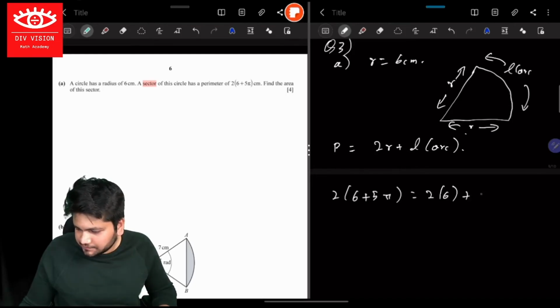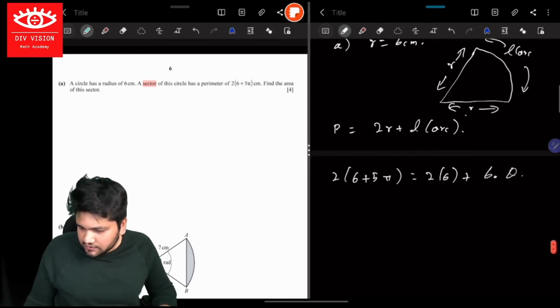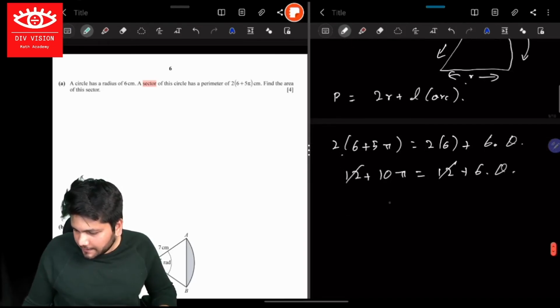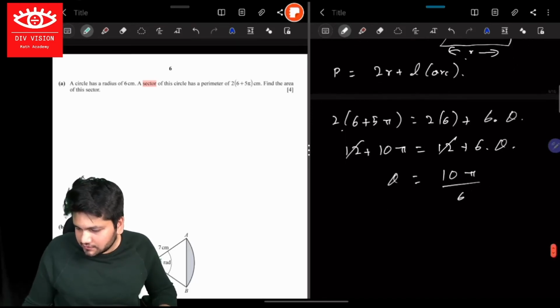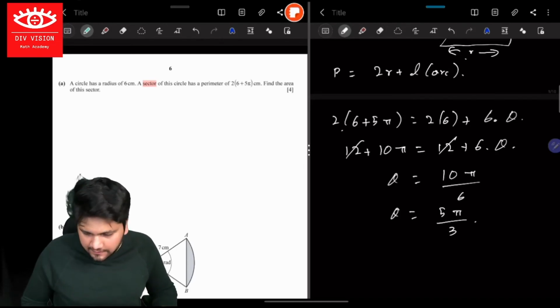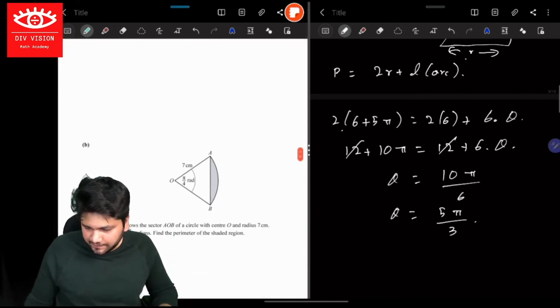The length of arc is r into theta, and r is 6, so 6 theta. So this is going to be 2 into 6, so 12 plus 10 pi equals 12 plus 6 theta. We can cancel this 12 with this 12, so we get theta equals 10 pi by 6, which is nothing but 5 pi by 3. That is going to be the theta.